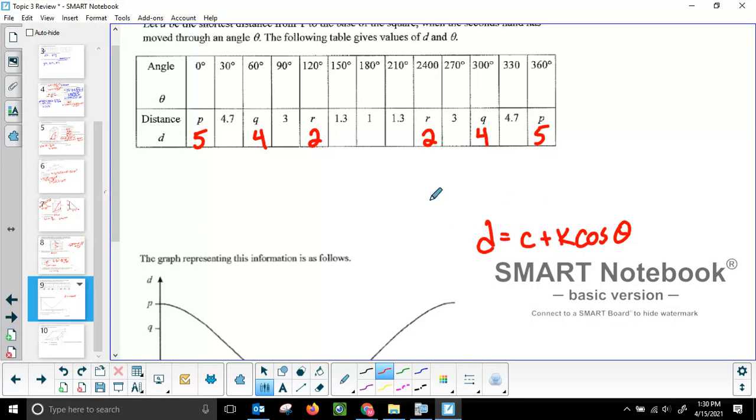All right, so I'm going to go ahead and plug 90 degrees in here. Well, when my theta is 90, I know my D is 3. So I can say D is equal to C plus K. I'm sorry, in my D, we already said it was 3.